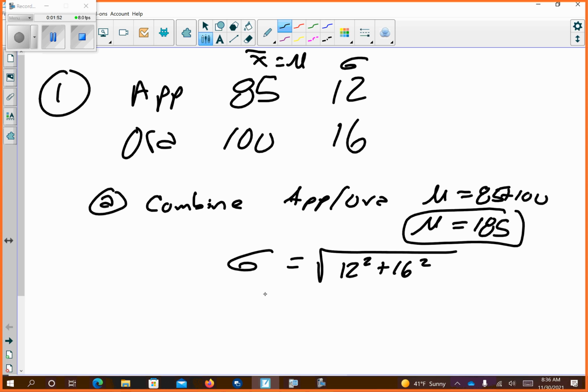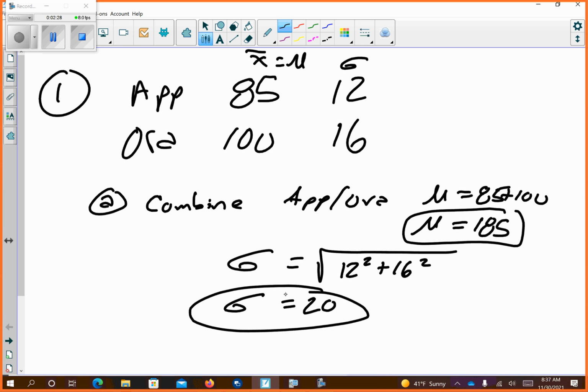What did that come out to? 12 squared plus 16 squared, square root. How much? 20? Oh, okay, cool. All right, so find the mean and standard deviation. The total weight of an apple and an orange. Okay, that's A. There's your mean, there's your standard deviation.